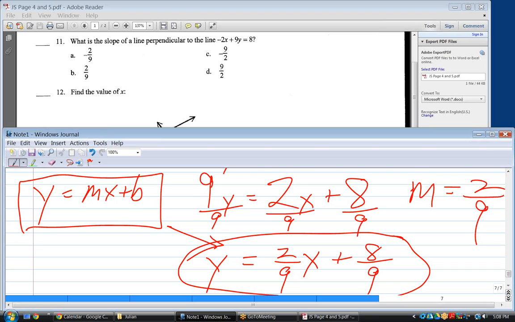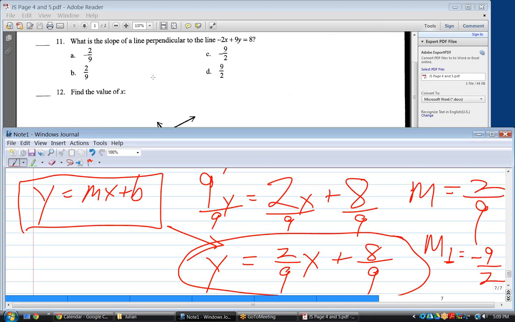Okay, it's called the negative reciprocal. Remember it as negative reciprocal, you'll know you have to do 2 things. You got to make it opposite sign and you got to flip it. So what is the slope of the perpendicular line? -9/2. And that is answer C.